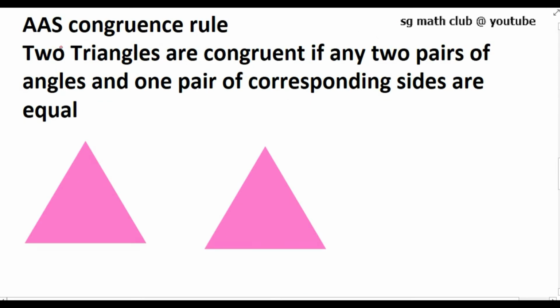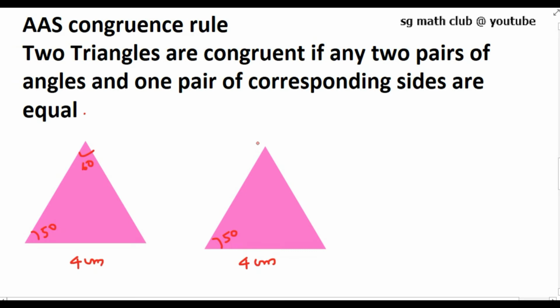So next is AAS congruence rule. Two triangles are congruent if any two pairs of angles and one pair of corresponding sides are equal. So I told the side need not be included. Any two angles, maybe 50 degree, 60 degree, and the side here you can take as 4 centimeter. Then also these two triangles are congruent.